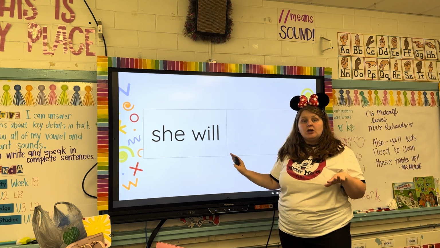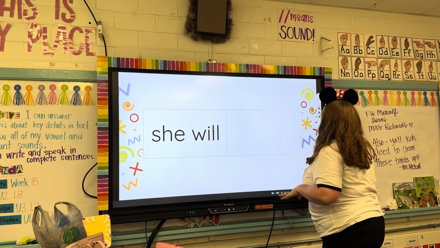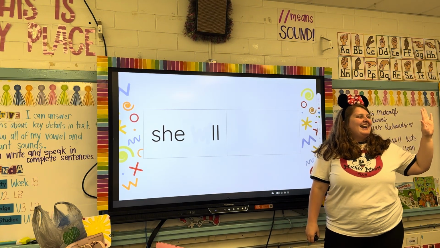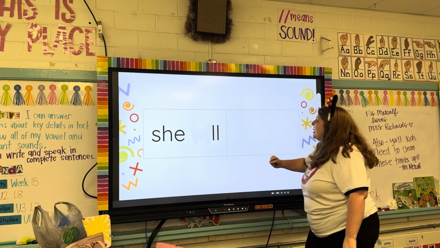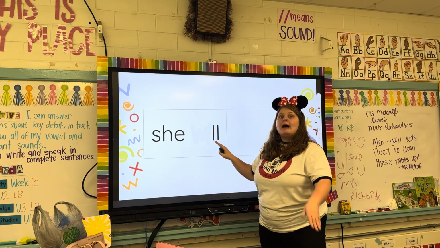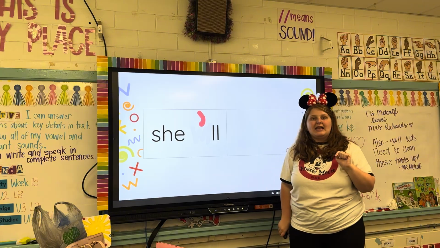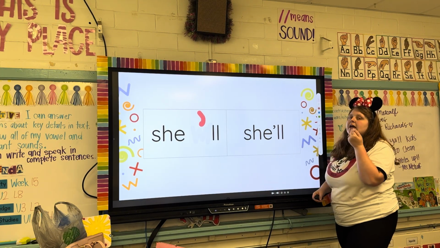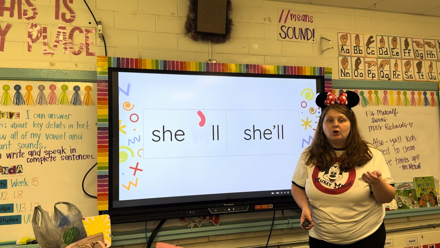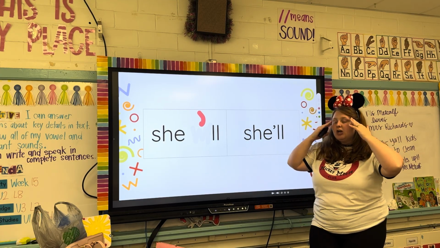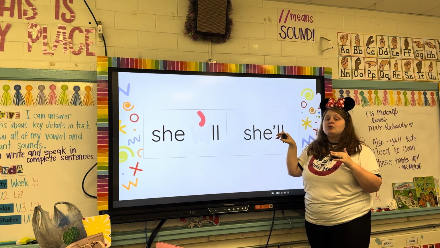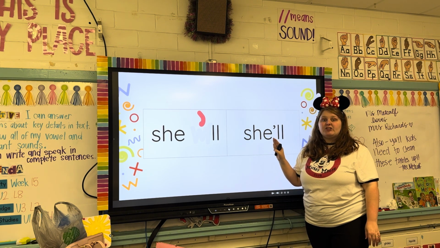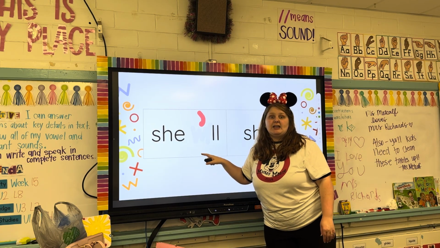Next, I have she will. Will is my second word. I'm chopping out my W and my I. When I chop out my W and my I put an apostrophe in place of those letters. So she will turns into she'll. This one kind of looks like the word shell. You've got to make sure that you remember to put that apostrophe, because if you don't, it's going to be wrong. The apostrophe is part of the spelling for this word because it shows that there used to be letters there.